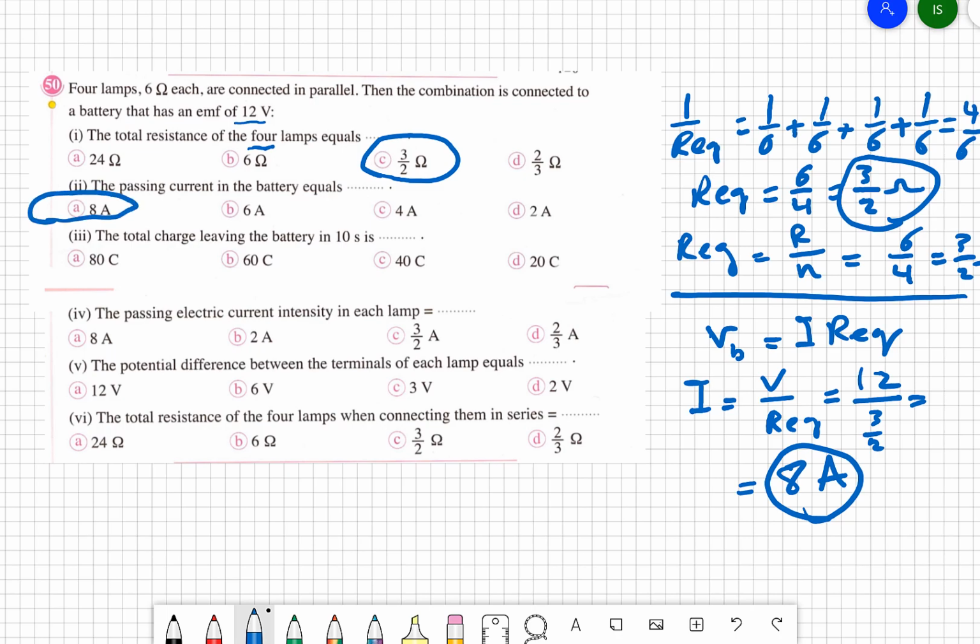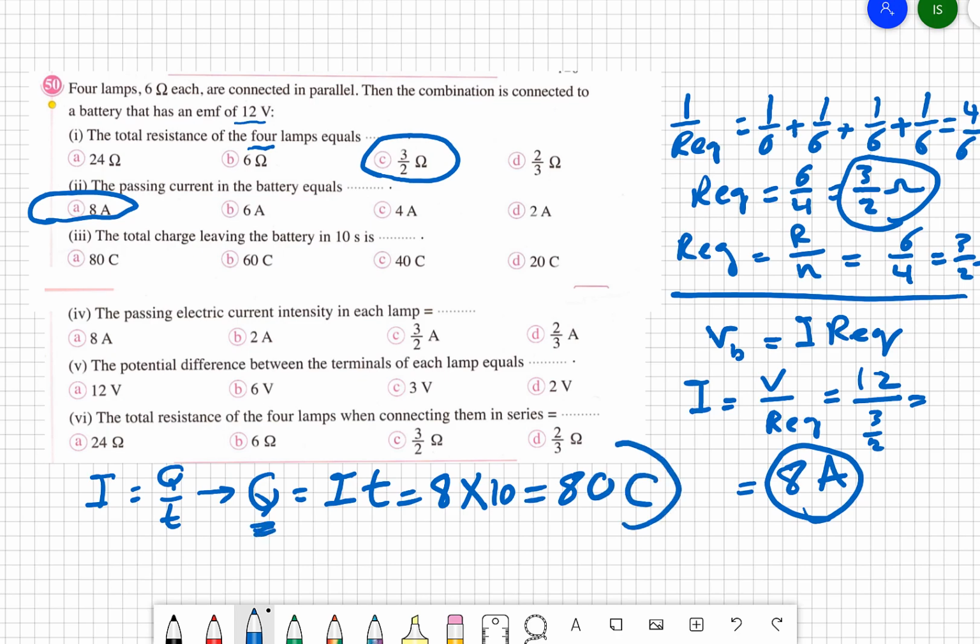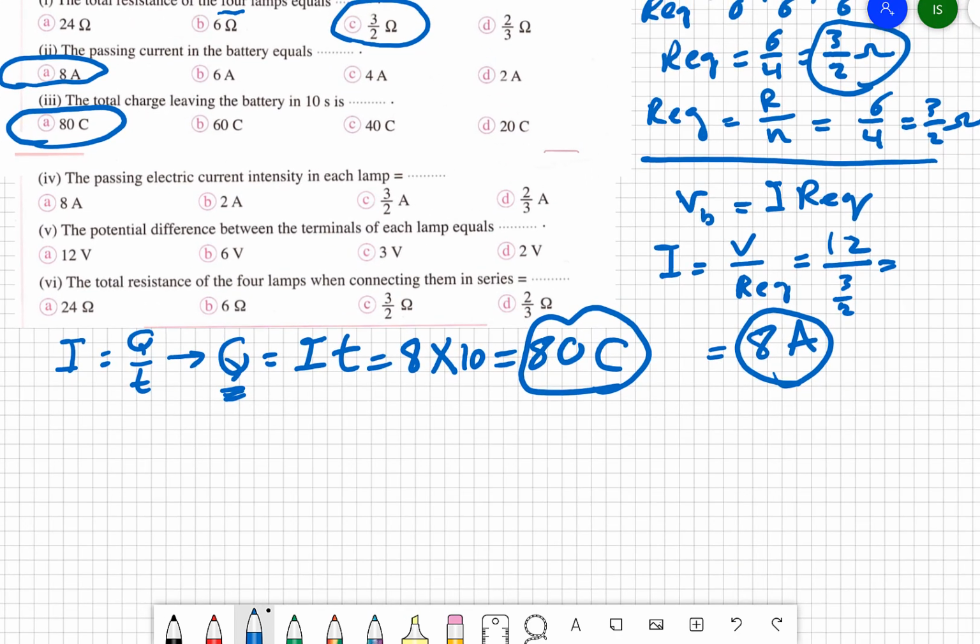Let's go to the third one. The total charge leaving the battery in 10 seconds. You know well that I equals Q over T. So Q equals I T equals I, 8 amperes, times the time here, which is 10 seconds. So 8 multiplied by 10 equals 80. And the unit of charge is coulomb. So 80 coulomb. For the next one, the passing electric current intensity in each lamp.